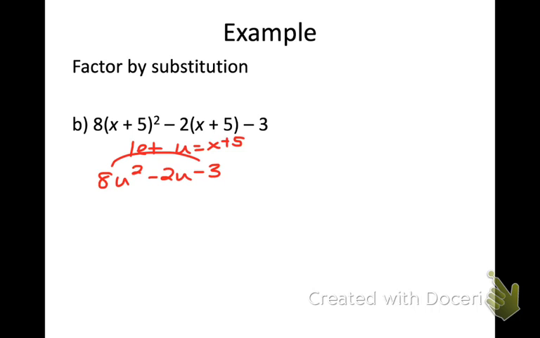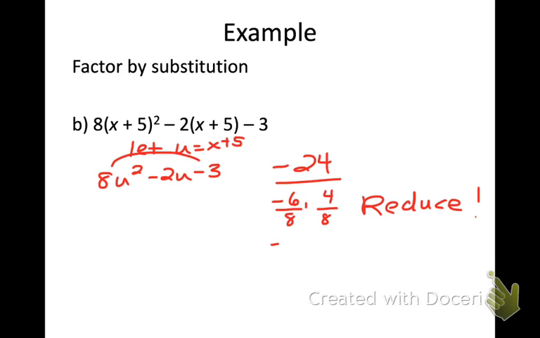8 times negative 3 is negative 24. Factors of negative 24 that get us to negative 2 would be 6 and 4 with the negative on the 6. My leading coefficient is 8. Don't forget to reduce. So that goes to negative 3 over 4 and 1/2. My u goes with the denominator. So this factors to 4u minus 3 and 2u plus 1.